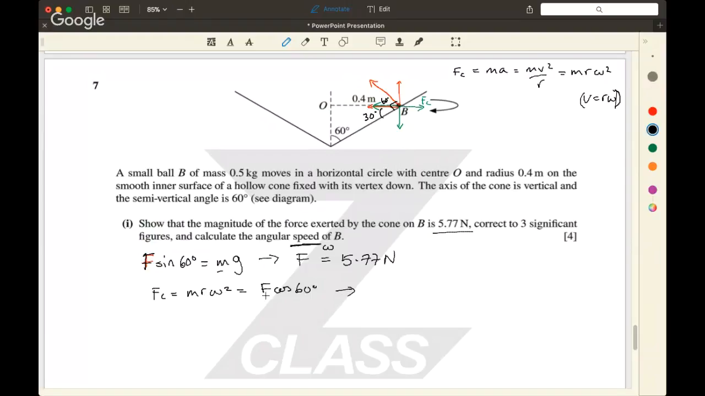So the reaction force from the cone is F cosine of 60 degrees. We know m, we know r, we know F, we know cosine of 60, and this can give us our omega, which is 3.8 radians per second. Don't get this confused with frequency. This is angular speed, also called angular frequency, different to frequency f, but they only differ by 2 pi. If you need to know that, I hope you know that. Otherwise, don't worry about it.